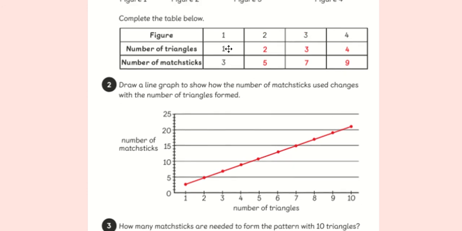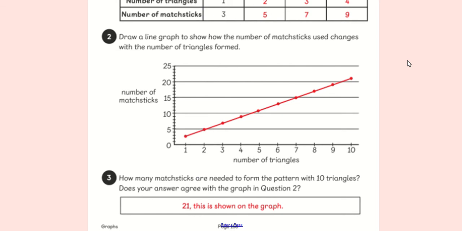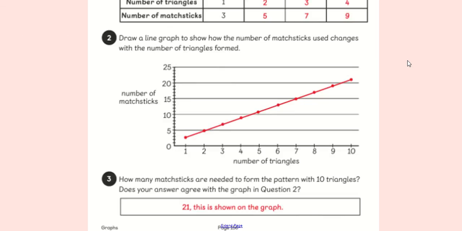because you can see that this is going up by 1, 2, 3, 4, 5, 6, 7, 8, 9, 10. And these are going up in 2s, but on the odd numbers. So 3, 5, 7, 9, 11, then 13, 15, 17, 19, and 21. Okay? So this might help you.